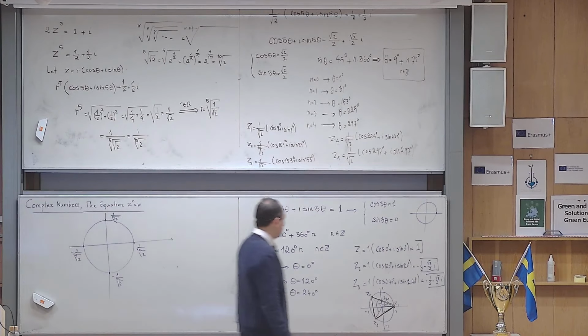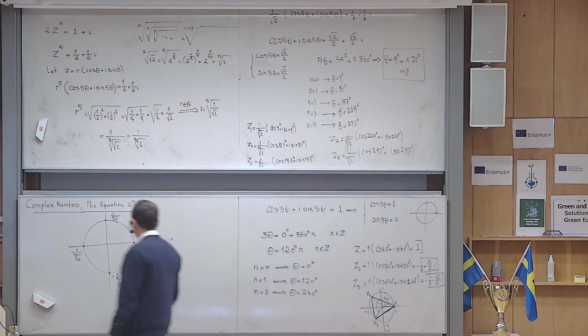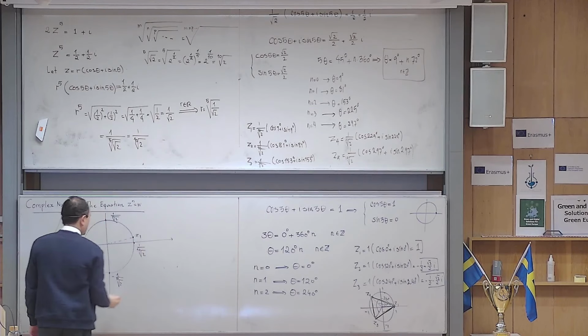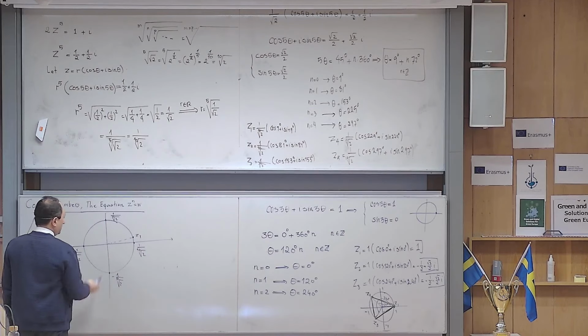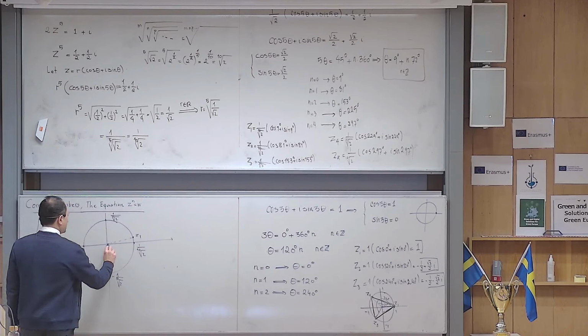The first one is 9 degrees. So let us say this is 9 degrees. Of course, it is not that easy to draw. Let us say this is the first one. The second one will be 72 degrees more. 72 degrees more is still 81 degrees, so it becomes approximately here.